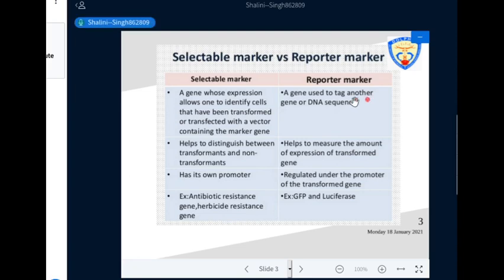The reporter marker gene is used to tag another gene or DNA sequence and it will help us to measure the amount of expression of the transformed gene as it will provide us a qualitative test, basically a colorimetric test, for example, green fluorescent protein and the luciferase enzyme.